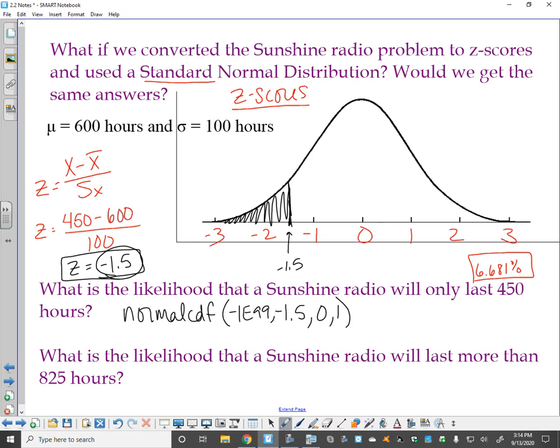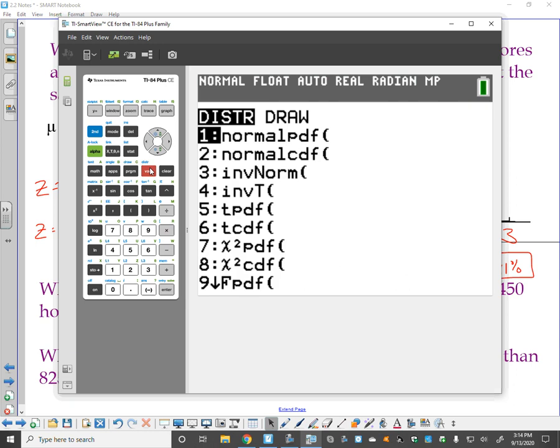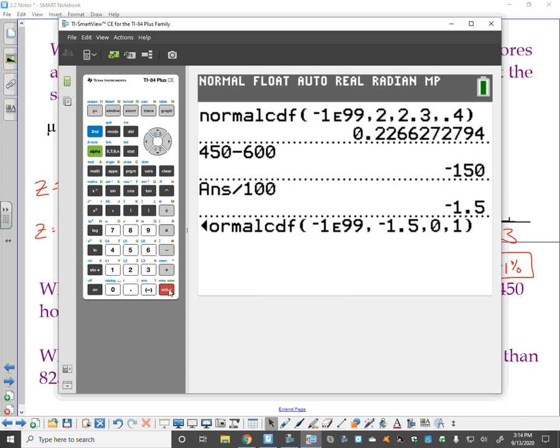So we are now completely talking in terms of how many standard deviations above or below the mean you are. So I'm going to grab my handy dandy calculator, and I'm going to distribution, and I want number 2, and I'm going to keep my negative infinity there. And I'm headed to a negative 1.5 with a 0 and a 1. And I think what we're looking for is 6.681. Let's see how close it gets.